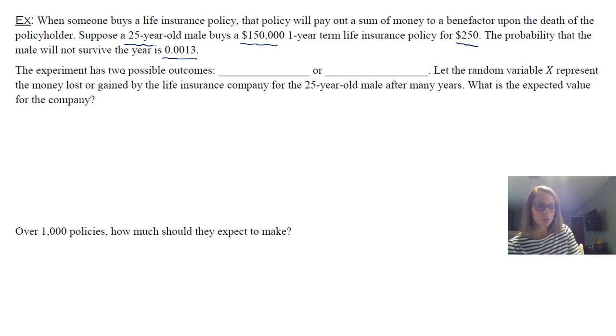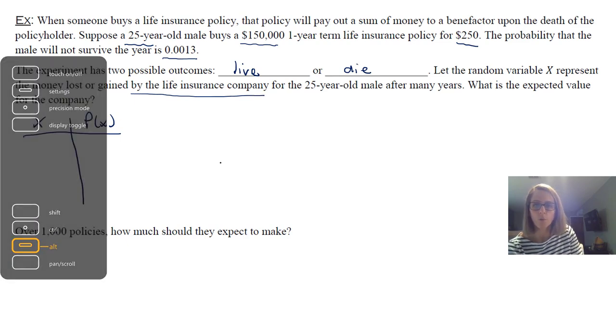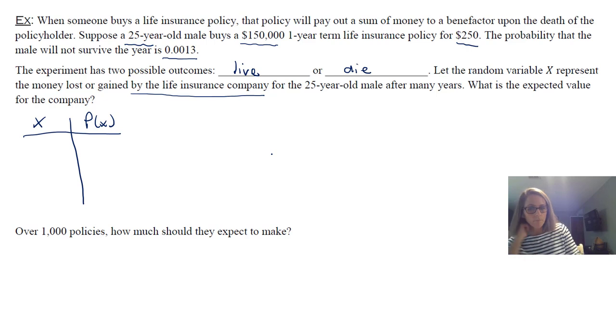So there's two possible outcomes here. Again, stats is morbid and I apologize, but either the male is going to live through the year or the male is going to die. And we will let X, so we're going to make our own probability distribution here. So this is very common. Okay. X is going to represent the money lost or gained by the life insurance company. So this is about the life insurance company for the 25-year-old male after many years.